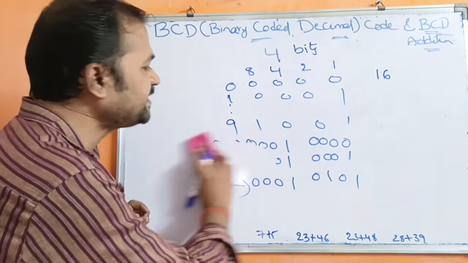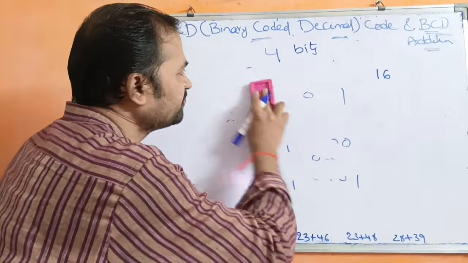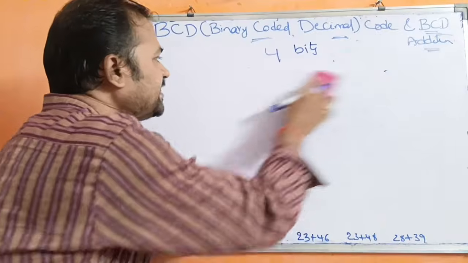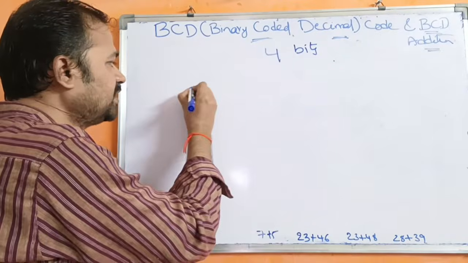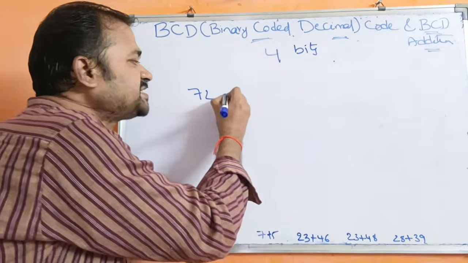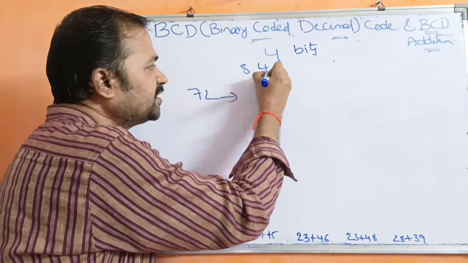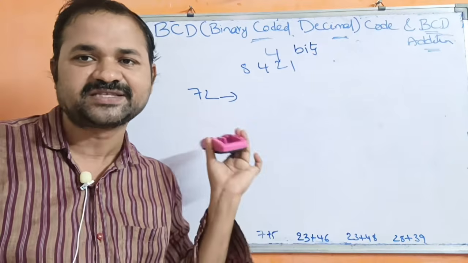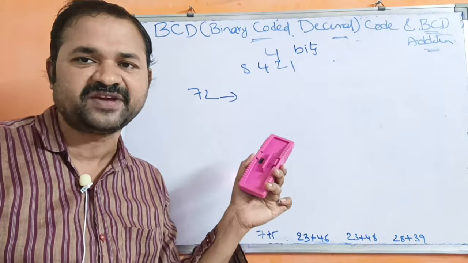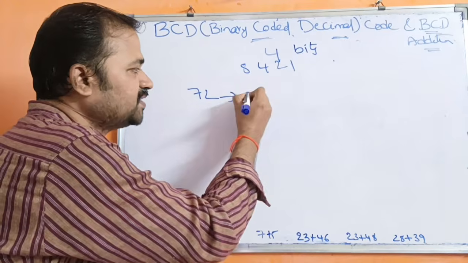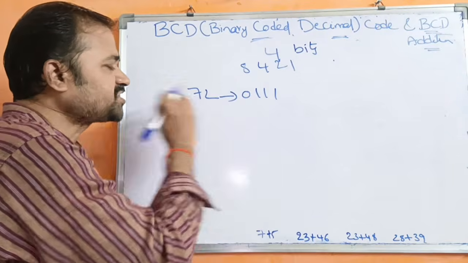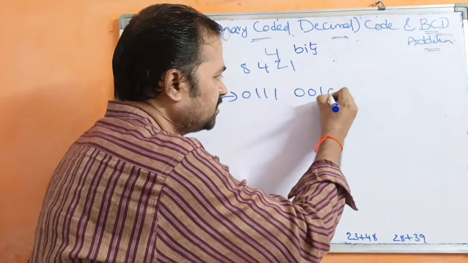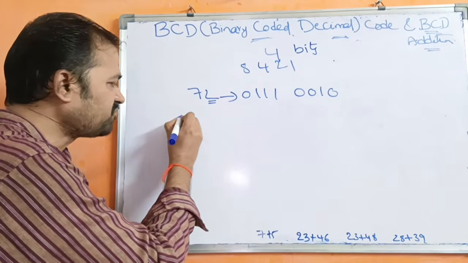Now let us represent 2 or 3 numbers with the help of BCD code. Let the number be 72. BCD notation means we have to use 8421 code. 72 is a combination of 2 digits, 7 and 2. So how to represent 7? 7 means sum of 4, 2, 1, so 0111. Next, how to represent 2? 2 means we have to write 1 in the 2 position, so 0010.